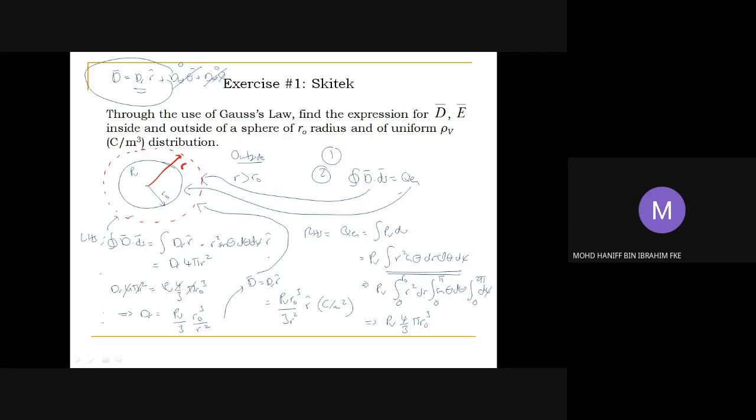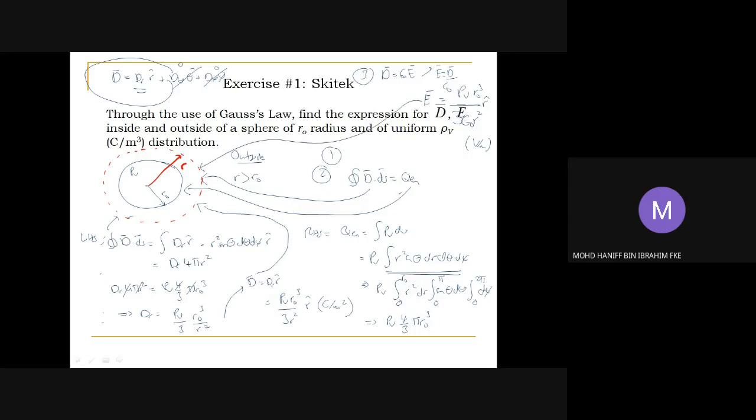Yeah, and the third step is to find the E field based on this equation, D equals epsilon naught E. So the E field shall be D vector over epsilon naught, and we're going to have it as equals rho_v r naught to the power of 3 over 3 epsilon naught r to the power of 2 in the direction of r, volt per meter unit. Yeah, so that should be the E field equation. So this is the E field which is measured here.